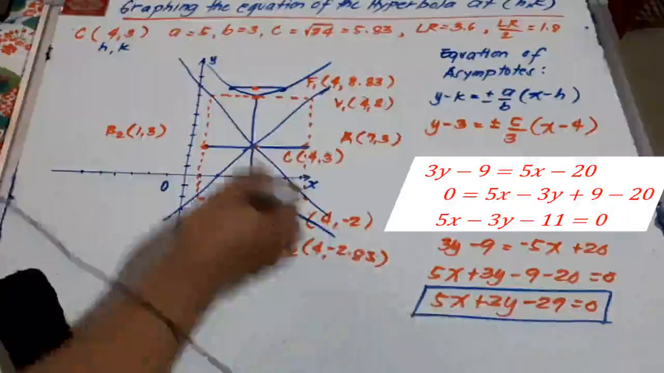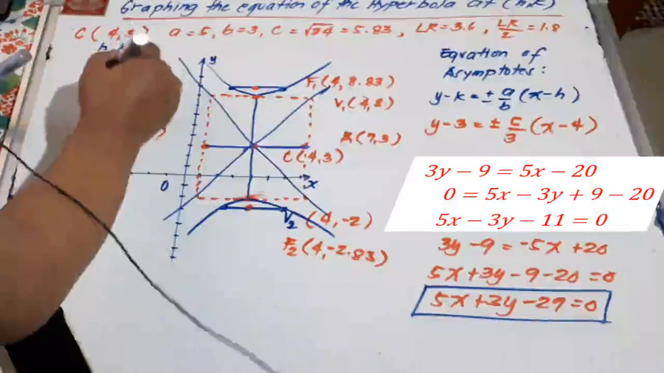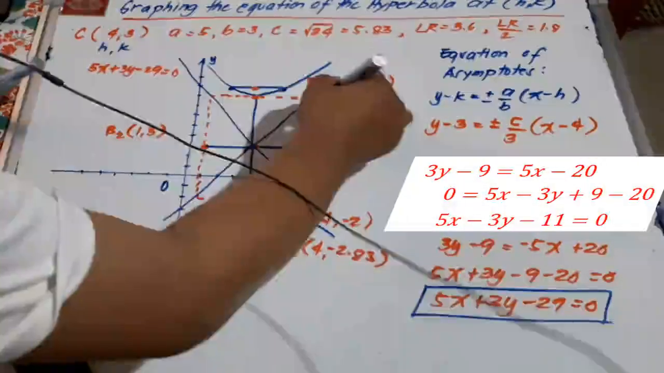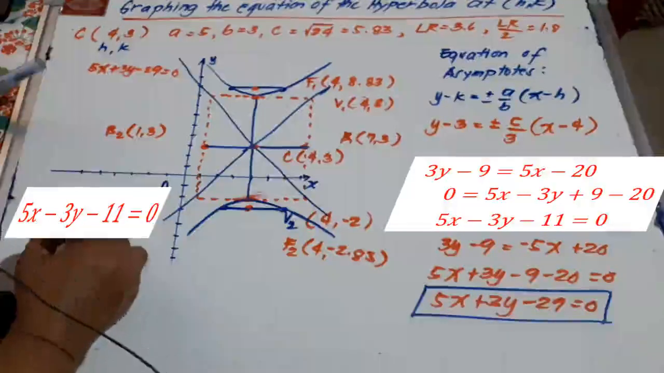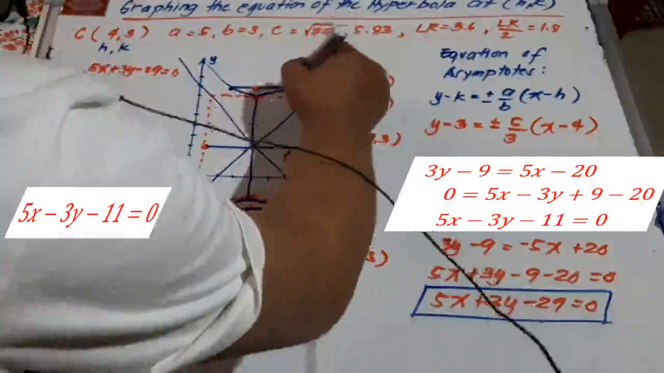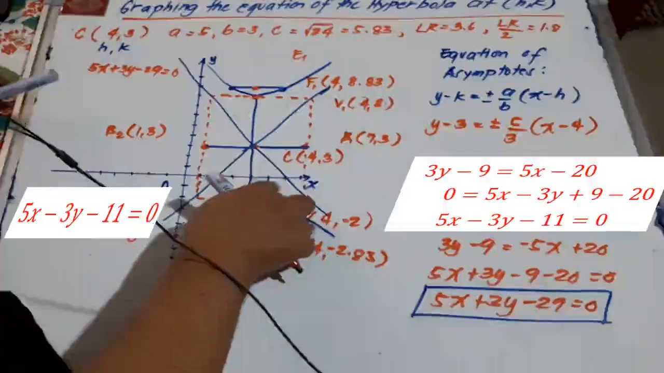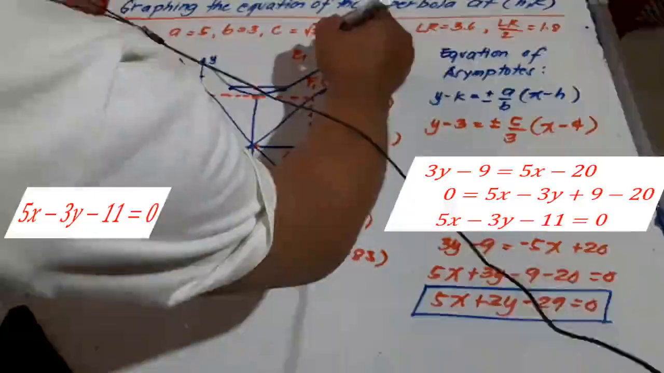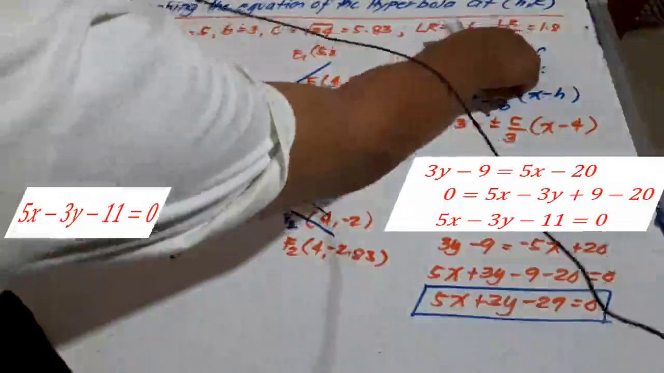Asymptotes na to, ito yon 5x plus 3y minus 29 equals 0. Itong isang asymptote natin is 5x minus 3y plus 5 equals 0. Yung lateral recta natin, e sub 1. Ang kanyang horizontal distance will be, nagdagdag lang tayo ng 1.8 from the center. So that will be 4 plus 1.8 is 5.8. Parang ganito, 4 plus 1.8 is 5.8.